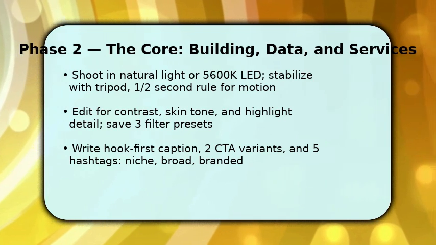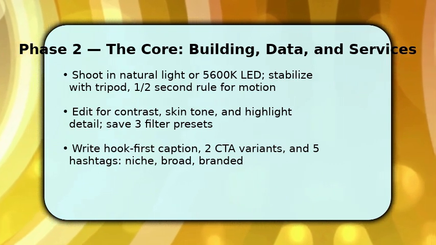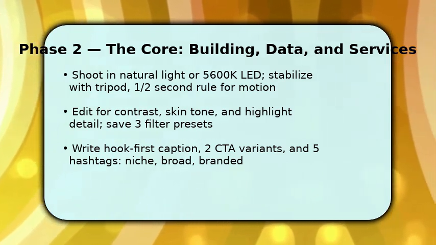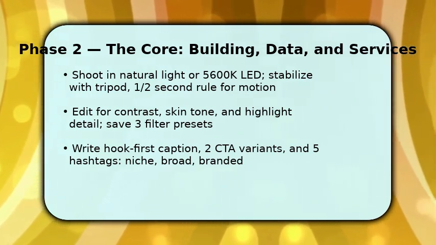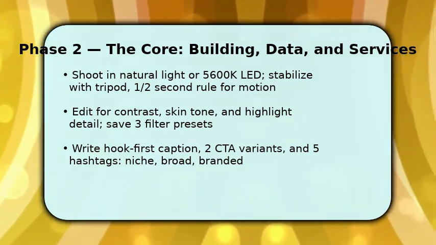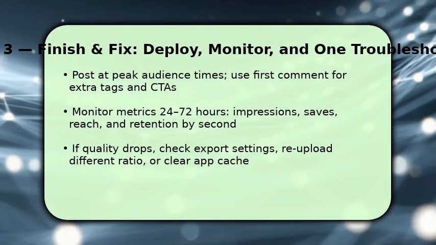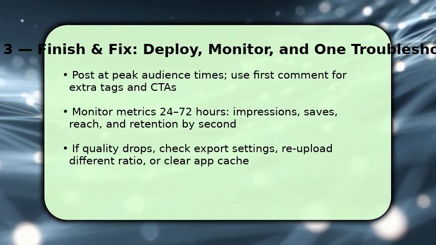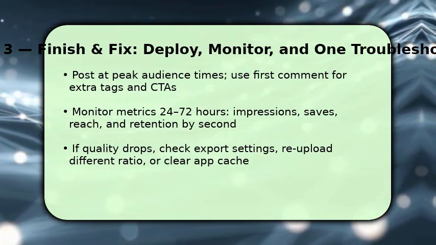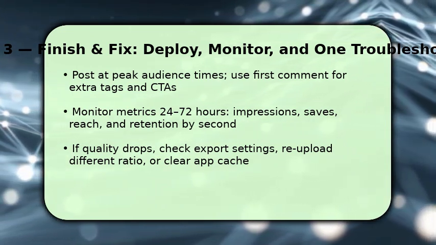Once done, craft a caption that starts with a hook, includes a clear call to action, and ends with targeted hashtags. Make sure to export at the highest acceptable bitrate. This preserves quality when Instagram compresses the file. You finish by scheduling or posting at peak times and writing the first comment with extra tags if needed. This improves discoverability. Once posted, monitor impressions, saves, and retention over 24 to 72 hours to learn what lands.